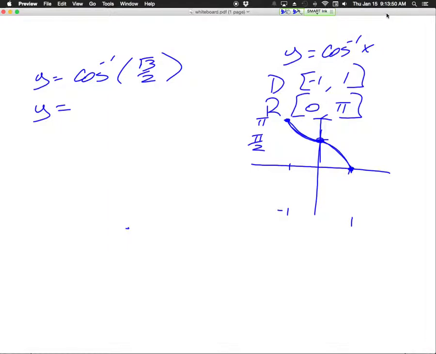Pi over 6 is correct. How'd you get that, AJ? Say again. Special angles, I look for the match of cosine and radical 3 over 2. That produced pi over 6. Any issues with that?